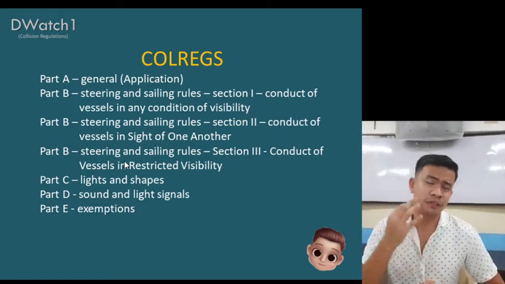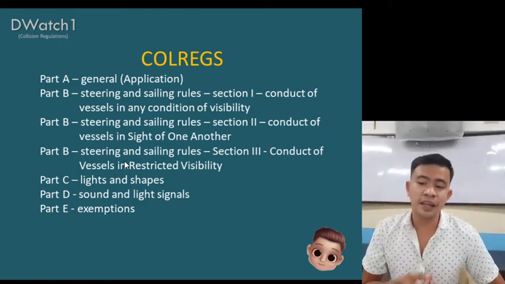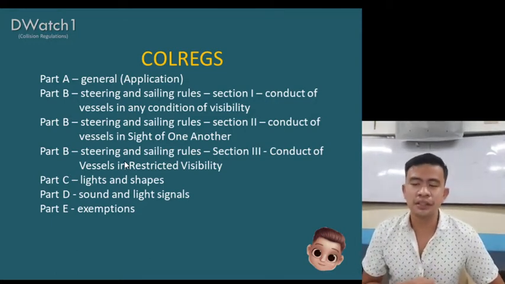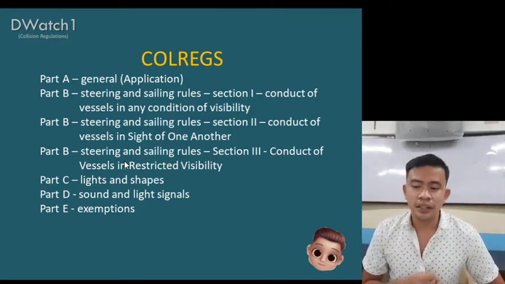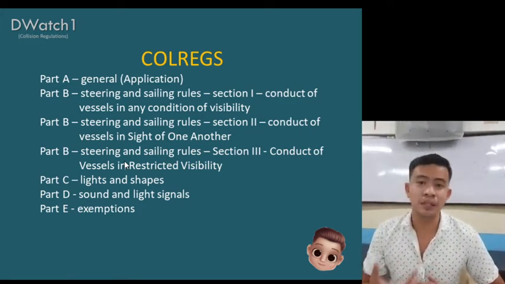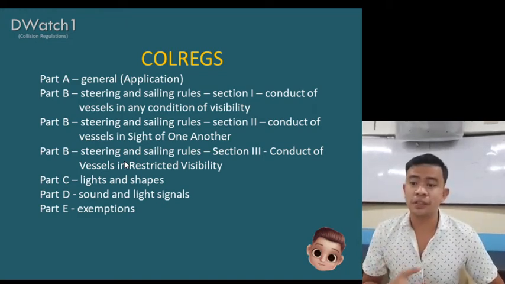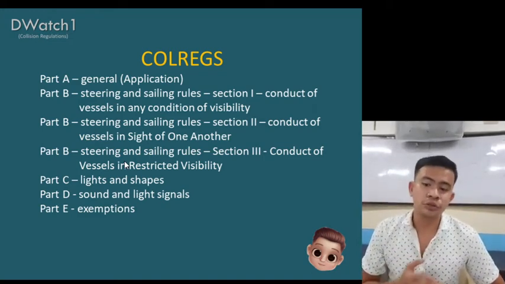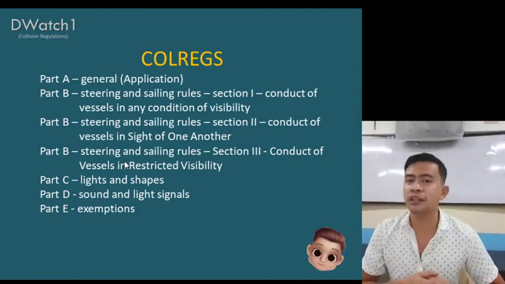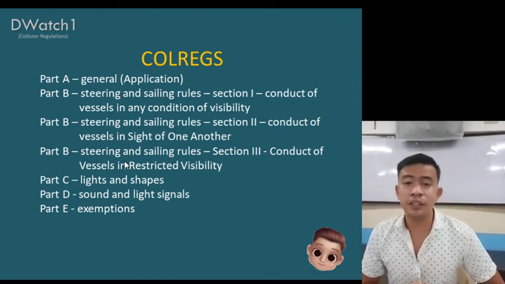Part B is further divided into three, as I said. The first one is about the conduct of vessels in any condition of visibility. We have actually discussed this part, and it covers all the rules that apply to any condition of visibility, may it be restricted visibility or not. Section 2 deals with the conduct of vessels in sight of one another. We will discuss that one later on. And of course, the conduct of vessels in restricted visibility is Section 3.